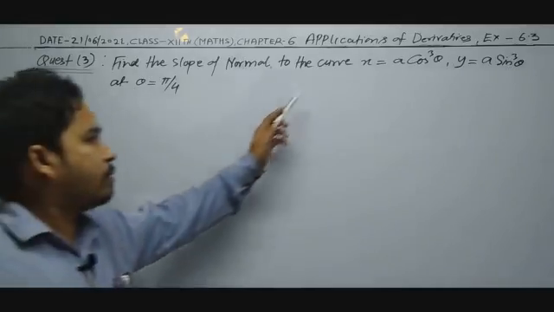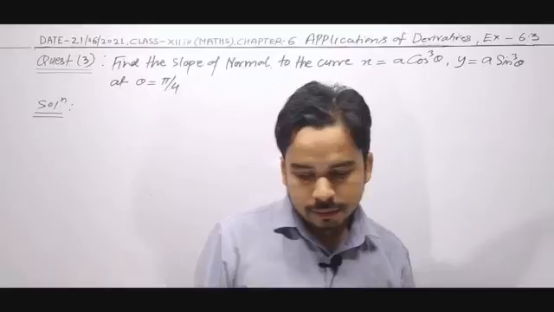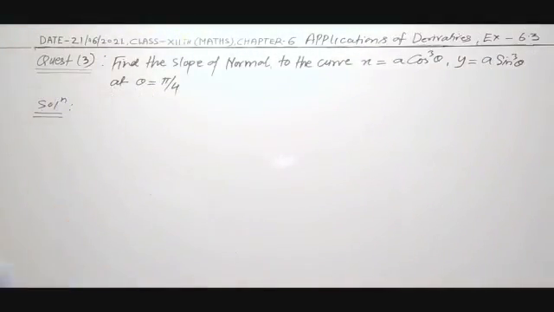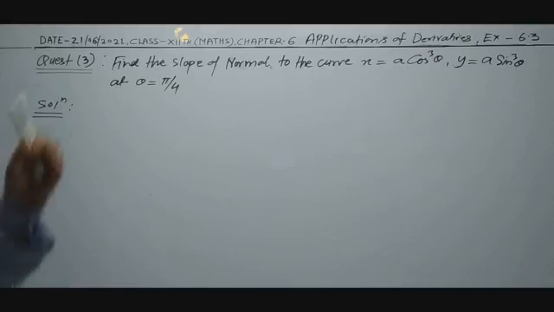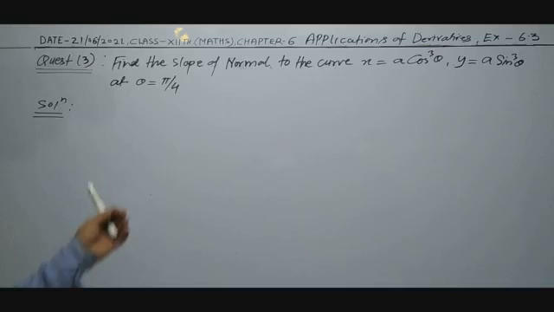This is a function of the type of implicit function. I have already defined what an implicit function is. x and y are two functions, and these two functions are related through another parameter, theta. So first of all, we have to find dy by dx. So how do we calculate dy by dx?